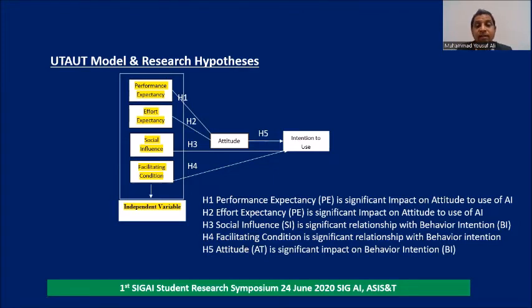constructed. H1: performance expectancy has a significant impact on the attitude to use AI technology in libraries. H2: effort expectancy has a significant impact on the attitude to use AI. H3: social influence, SI, has a significant relationship with behavior intention. H4: facilitating conditions have a significant relationship with behavior intention. And hypothesis number 5: attitude, AT, has a significant impact on behavior intention, BI.